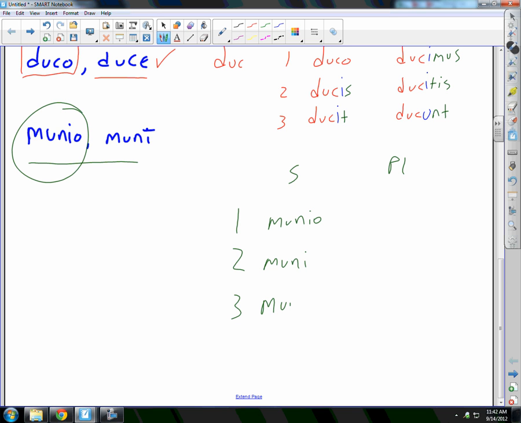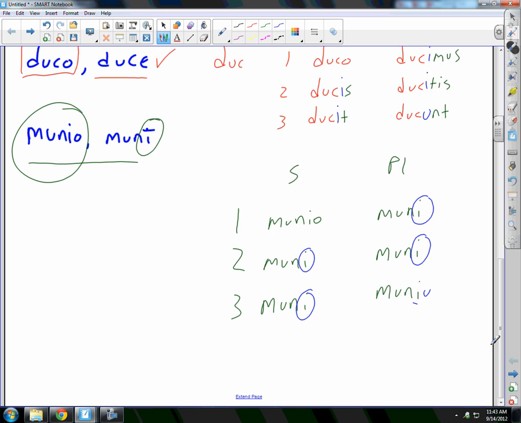Muni, muni, muni, muni, muni. Now that I stayed because there's a long mark over it. Something sitting on that I, it stays. We're following the rule of 4 I's and a U. 1 I already there, 2 I's already there, 3 I's already there, 4 I's already there. I'm not going to get rid of this I, I'm just going to use the U.